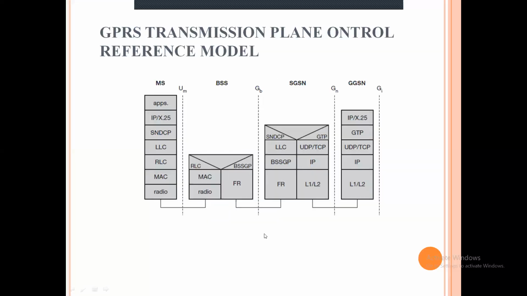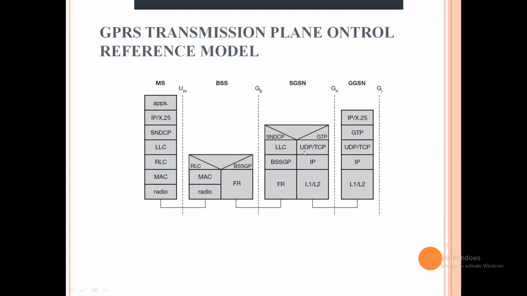And this is GTP. This is a very important protocol in GPRS. This is called GTP. This GTP will be used to communicate from SGSN to GGSN or GGSN to SGSN. This is the very important protocol which is used for communication between GGSN and SGSN, that is Serving GPRS Support Node and Gateway GPRS Support Node.